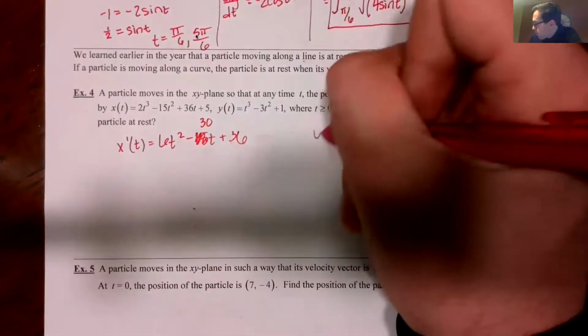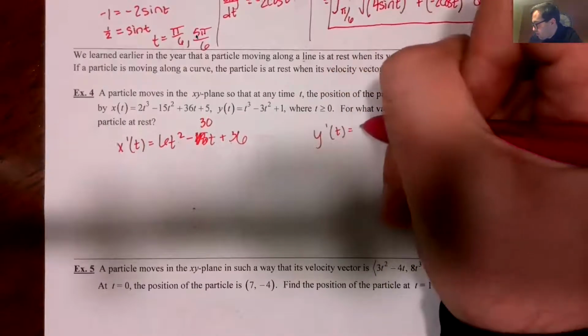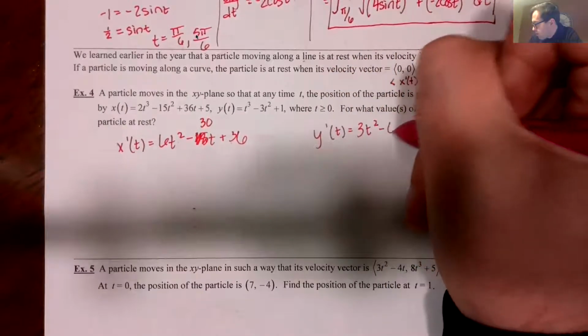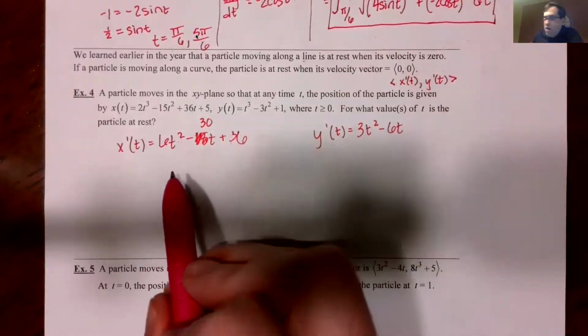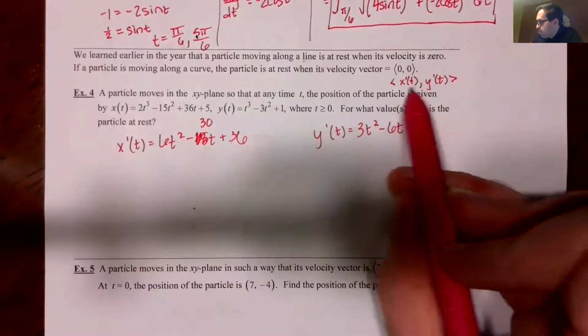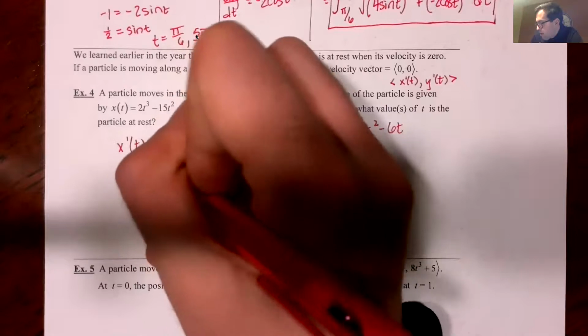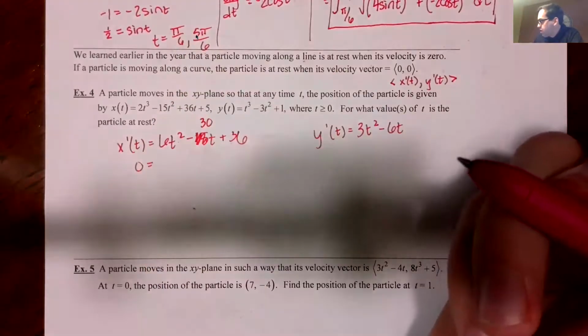The y prime of t is going to be what? 3t squared minus 6t. And we want both of those to be set equal to 0 separately. And we're going to compare the answers and see if any of the t's match up. So let's see what we got.